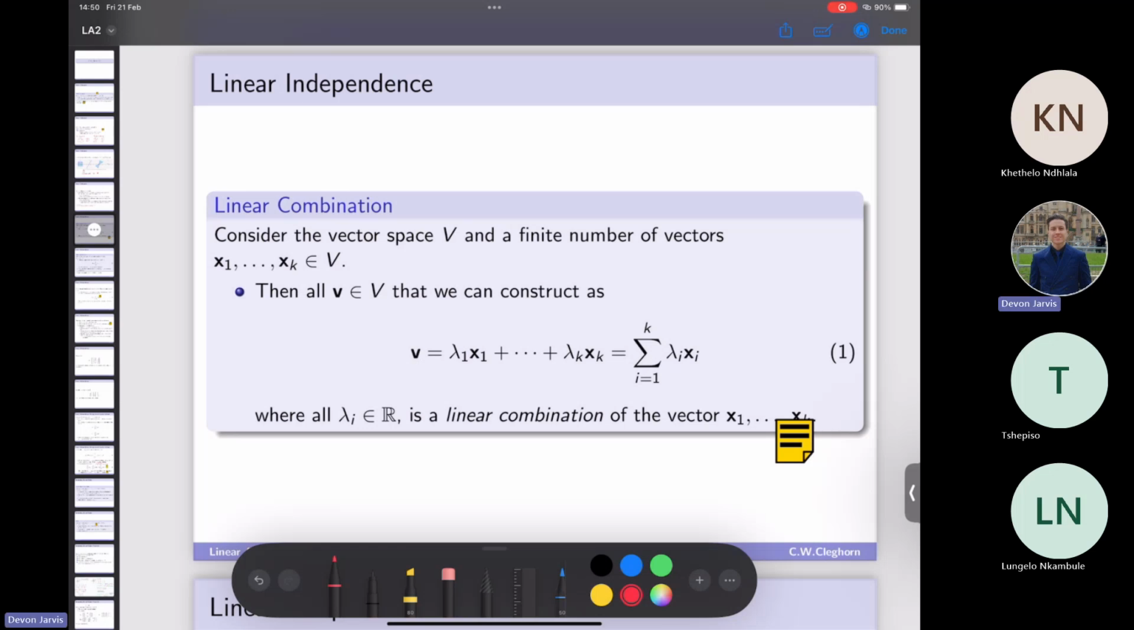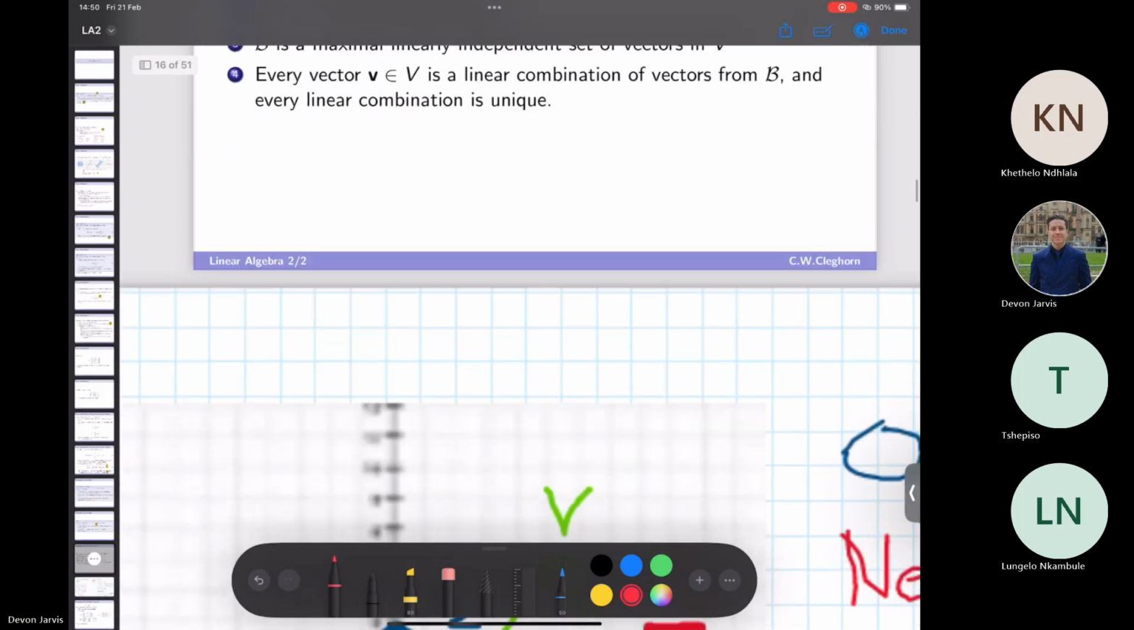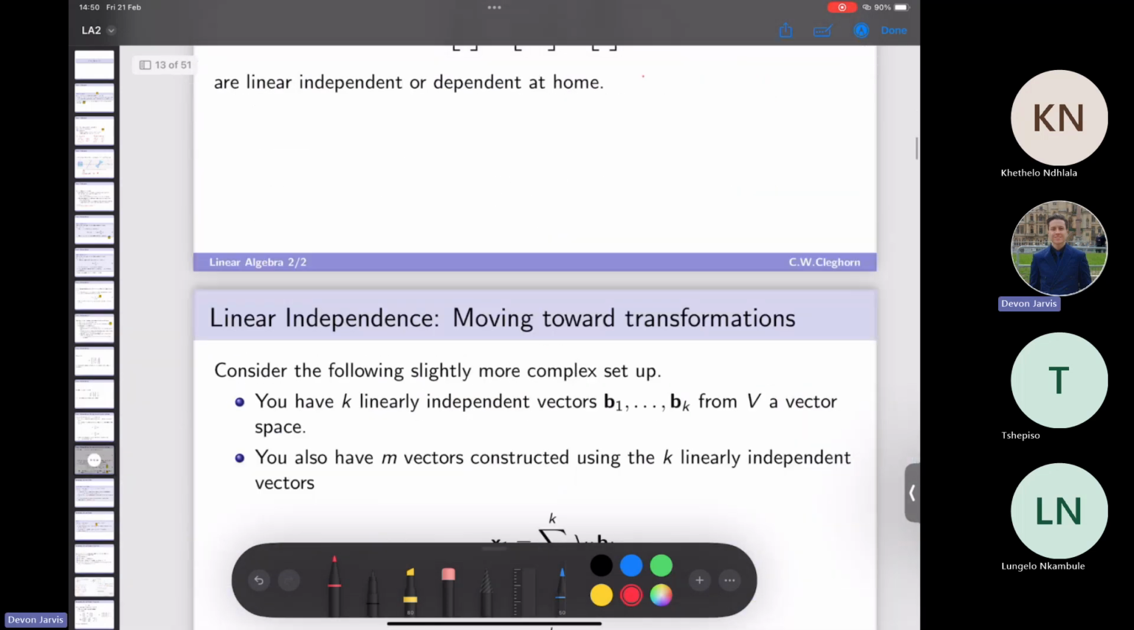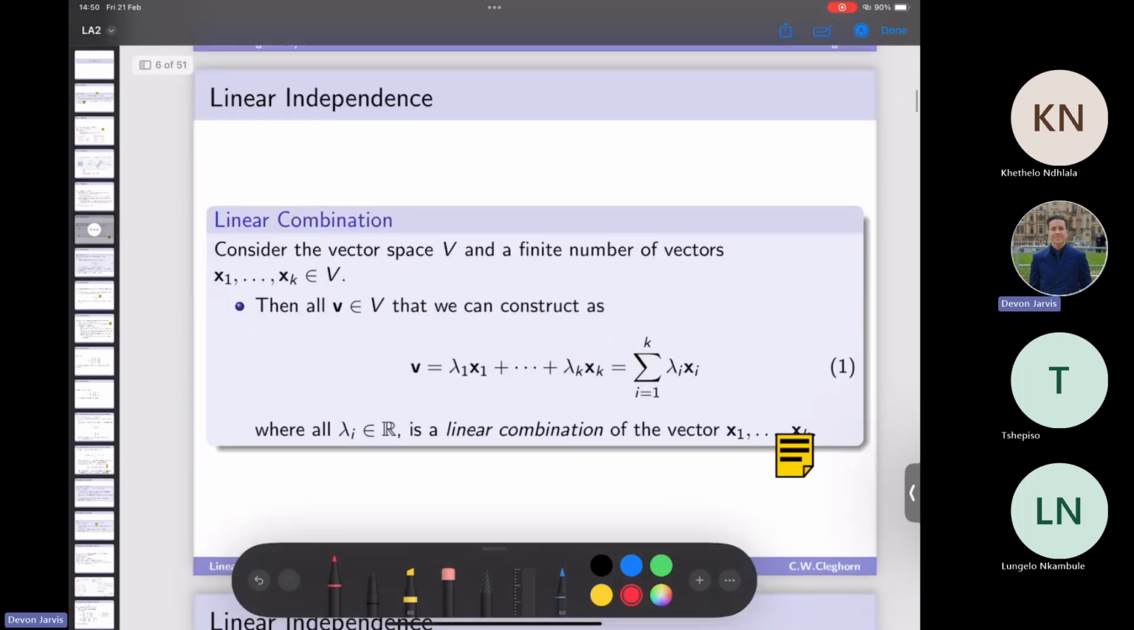Okay. Let's see how we're doing. Let's take a 15-minute break quickly, and then we'll carry on with linear independence. Good. Guys online, are we happy? Thank you for your response earlier as well, Tapiso.